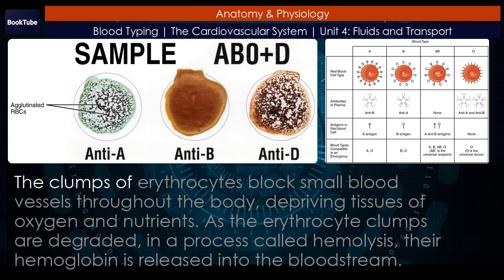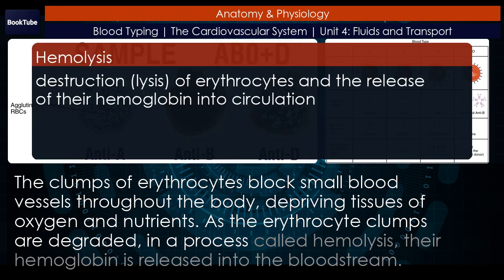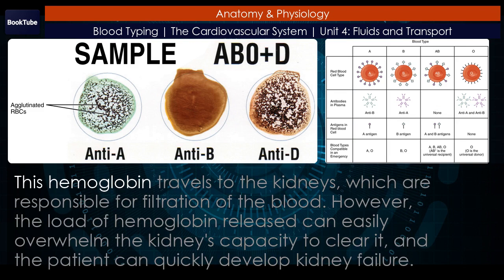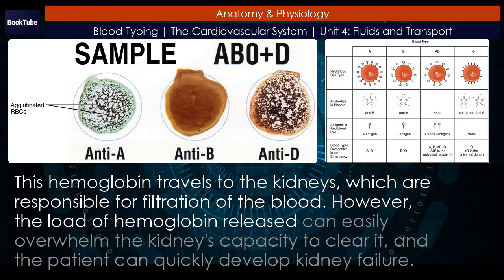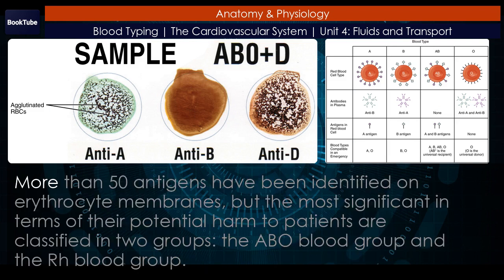The clumps of erythrocytes block small blood vessels throughout the body, depriving tissues of oxygen and nutrients. As the erythrocyte clumps are degraded in a process called hemolysis, their hemoglobin is released into the bloodstream. This hemoglobin travels to the kidneys, which are responsible for filtration of the blood. However, the load of hemoglobin released can easily overwhelm the kidney's capacity to clear it, and the patient can quickly develop kidney failure.